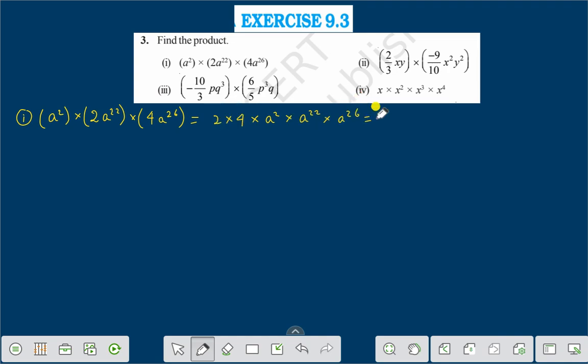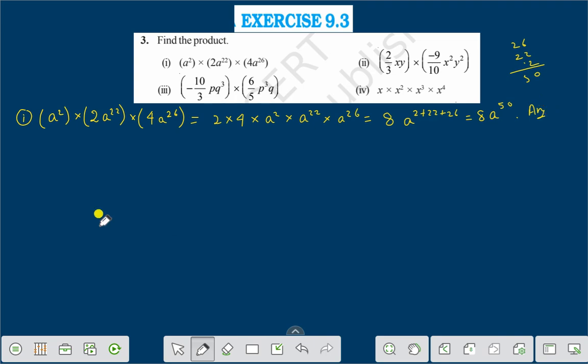First of all, we multiply the numbers, that is 2 times 4 is 8, and then the powers. The powers will be added because the base is the same, that is a to the power 2 plus 22 plus 26. We add the powers, that is 26 plus 22 plus 2, which is 50. That is, we are getting 8 a to the power 50, and that is the answer of question number 1.